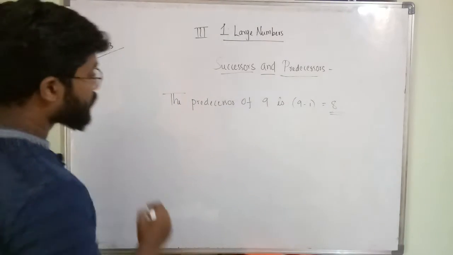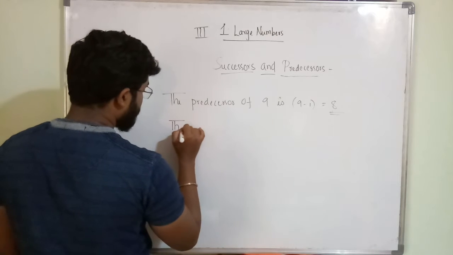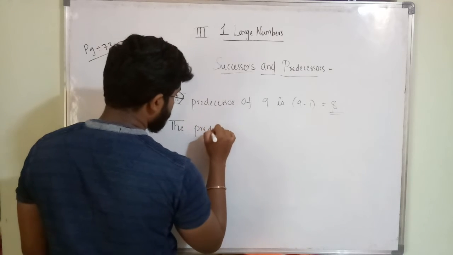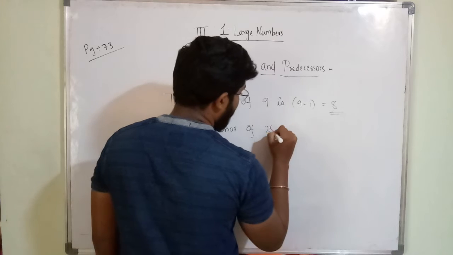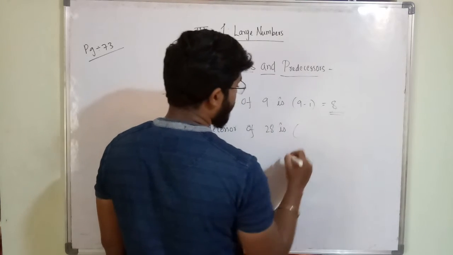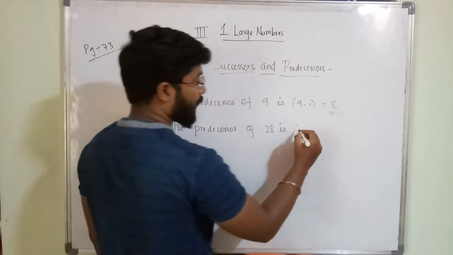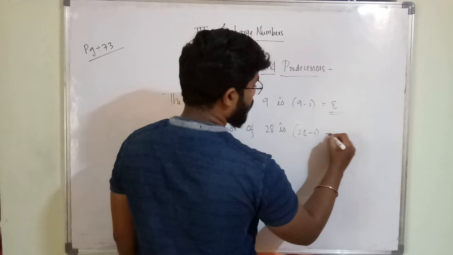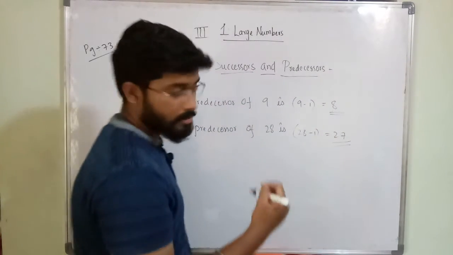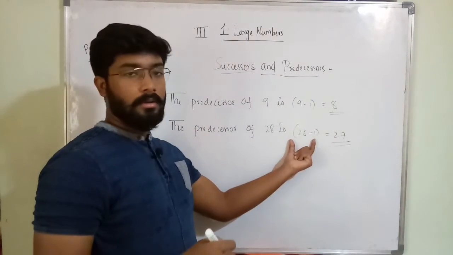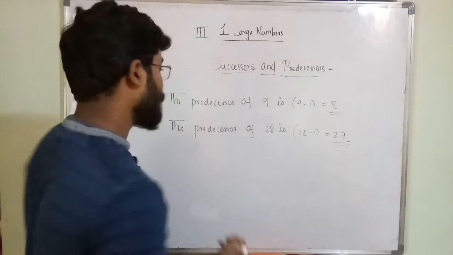The predecessor of 28 is... so what I am doing here, I am writing in brackets 28 minus 1 is equal to how much? 27. So you have to write this number in the box. Don't write this in the box. Okay, this is for your understanding only, I am saying.